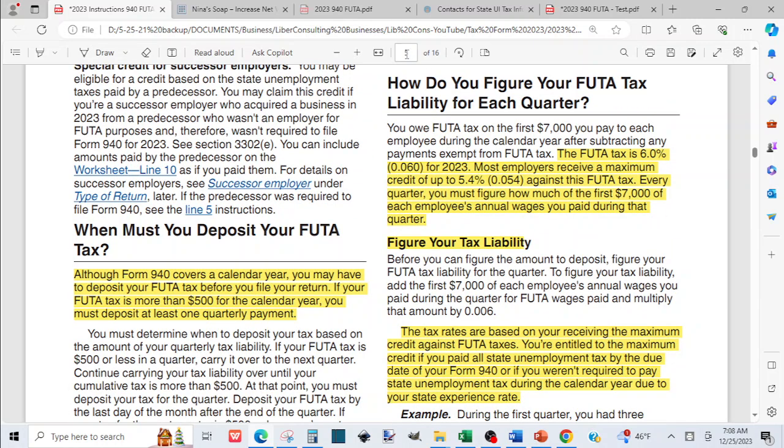And you can find that on page 5 of the instructions for Form 940.